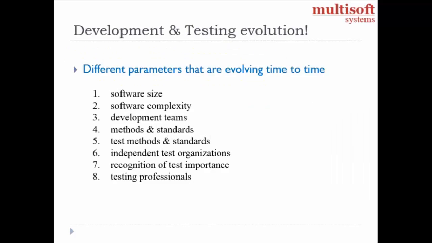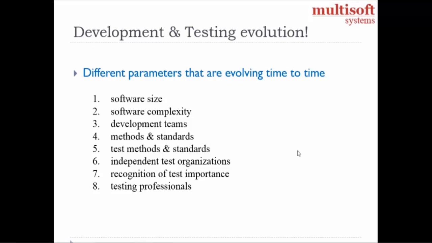Now if we look at this slide, we understand that testing has evolved over the period of time. At the same time, what is the necessity of evolving testing over time? Because it depends on different parameters. What are those different parameters that are evolving from time to time? One is software size, because earlier it was too small in size, but today the size has drastically increased. We are implementing larger software.